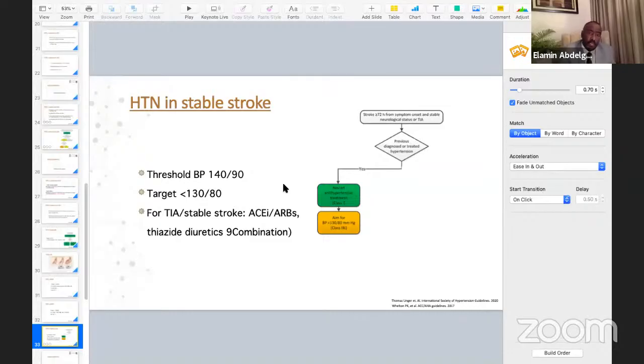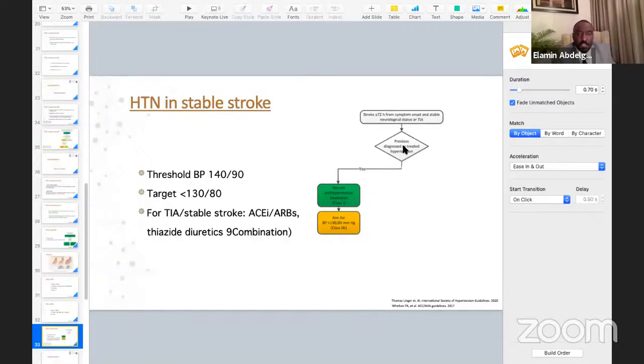So in this particular patient, the patient with stable stroke, the threshold for blood pressure lowering is 140 over 90, not 130 over 80 like the rest of the ACC patients. And the target goes down to 130 over 80. And once again, RAS blockers, thiazide diuretics or a combination are highly needed.